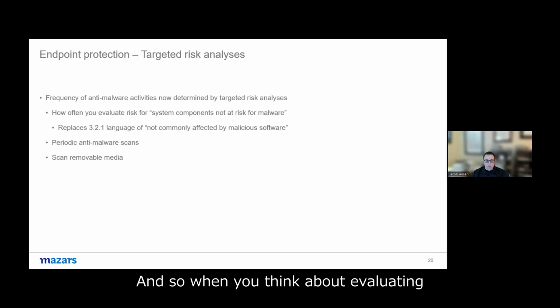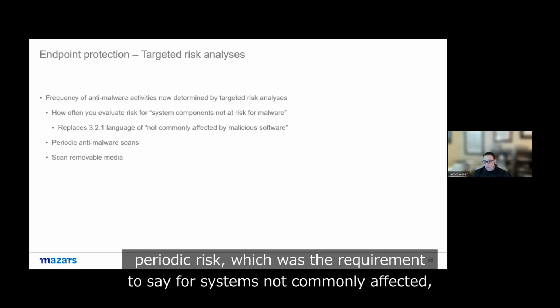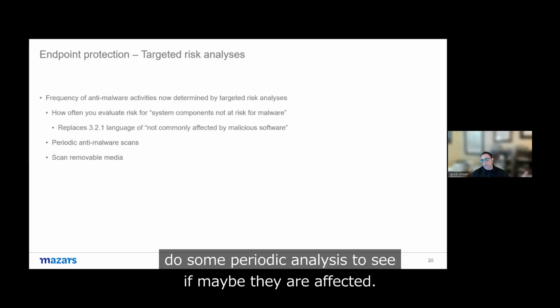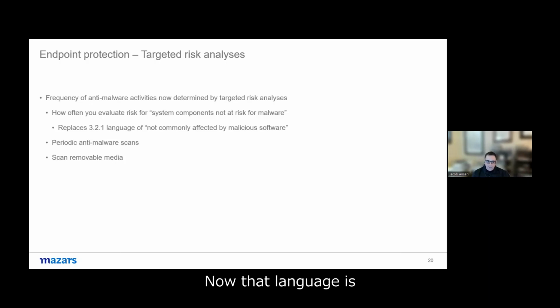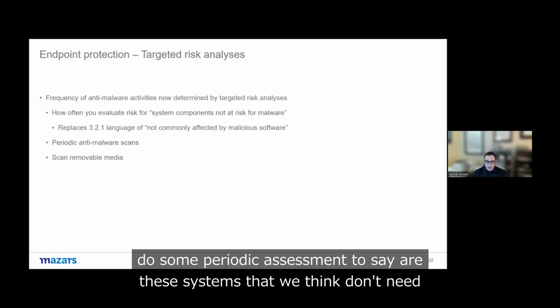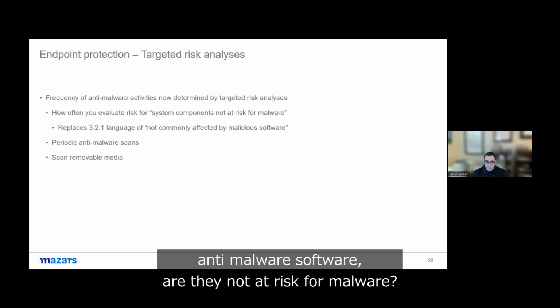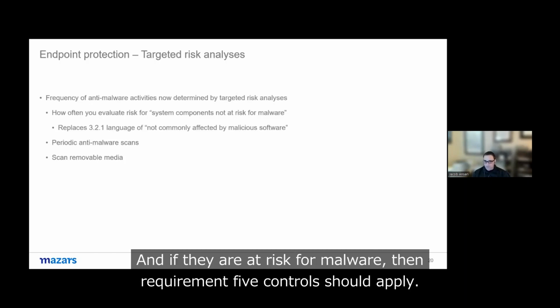And so when you think about evaluating periodic risk, which was the requirement to say for systems not commonly affected, do some periodic analysis to see if maybe they are affected. Now that language is do some periodic assessment to say, are these systems that we think don't need anti-malware software not at risk for malware? And if they are at risk for malware, then requirement 5 controls should apply.